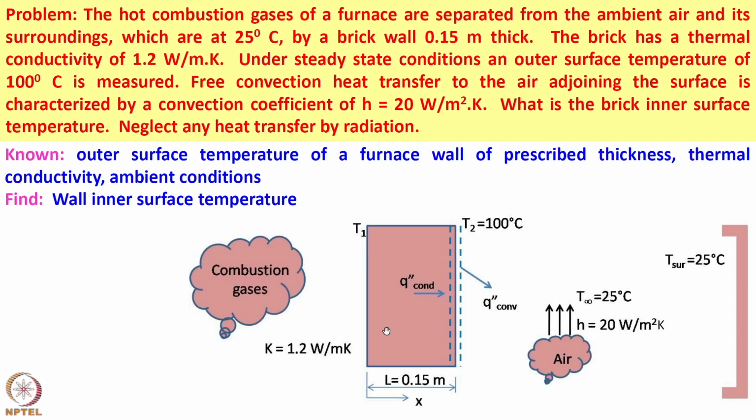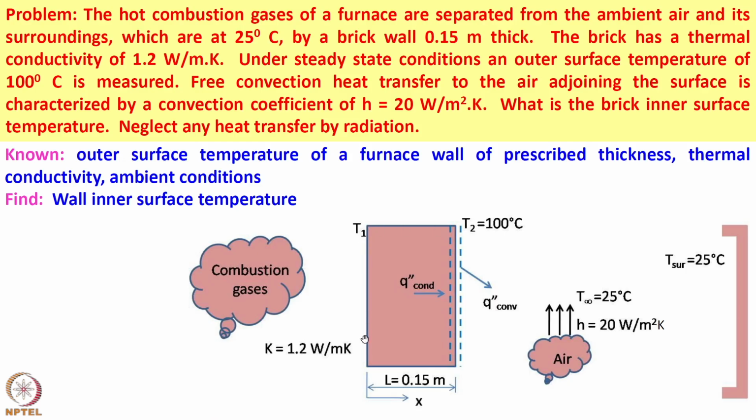Okay, this is another simple numerical problem which illustrates the rate of energy transport phenomena. Hot combustion gases inside a furnace are separated from the ambient air and its surroundings, which are at 25 degrees, by a brick wall 0.15 meter thick. So, this is a combustion chamber which is having combustion gases.